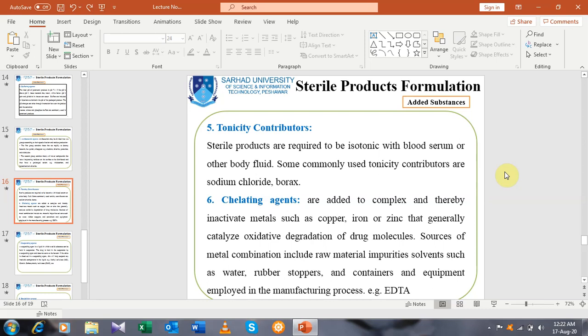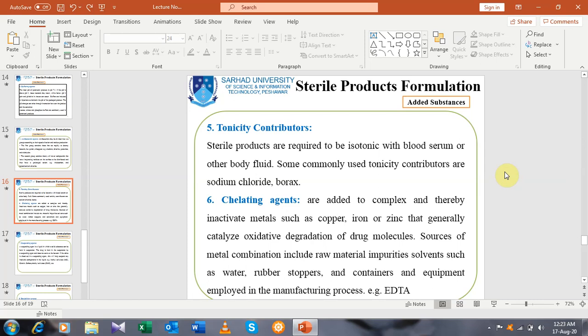These are also used in the pharmaceutical sterile products, which are added to complex and thereby inactivate metals such as copper, iron, or zinc, which generally catalyze oxidation of the drug molecules. So the metals like copper, iron, or zinc are inactivated by adding the chelating agent. Sources of metal contamination include raw material impurities, solvents such as water, rubber stoppers, containers, and equipment employed in the manufacturing process.